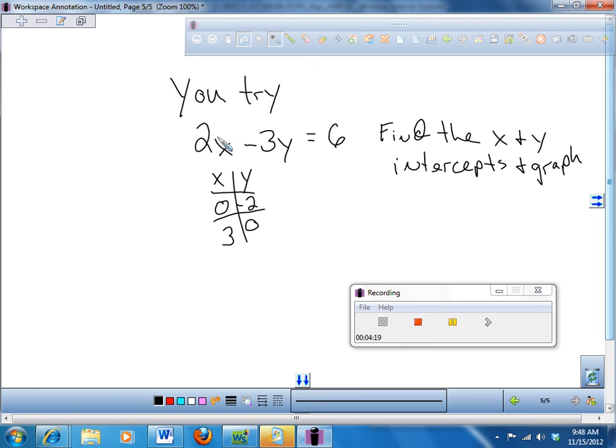If I cover this one up, right? So the cover-up method: -3 times what will give me 6? Or you can just divide 6 by -3 and you get y is -2. And then when I put in 0 for y, 2 times what number will give you 6, and that number is 3. So then when I graph these, you should get a line.